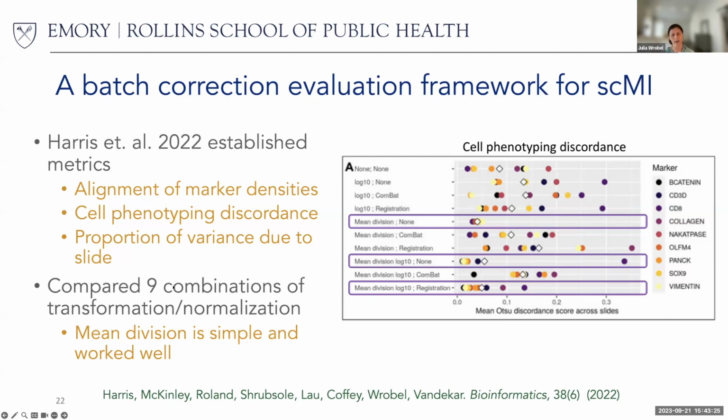He also evaluated 9 combinations of transformation and normalization methods to figure out which one worked best for the multiplex imaging data he was working with, based on his metrics. He actually tried ComBat as one of the methods, and he found that mean division typically worked best, and it's pretty simple.